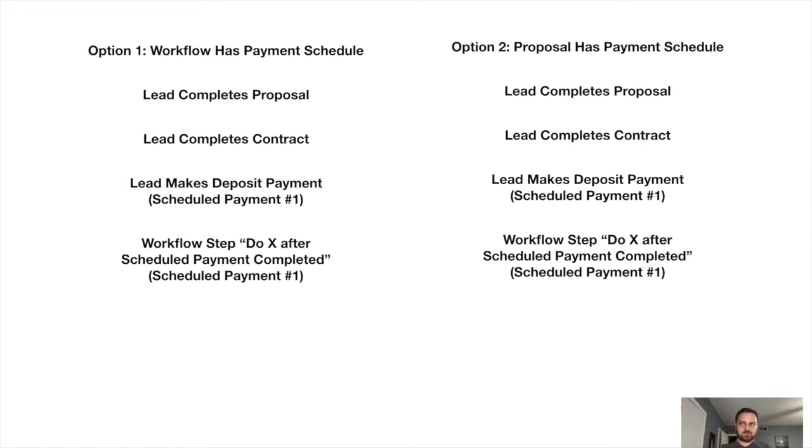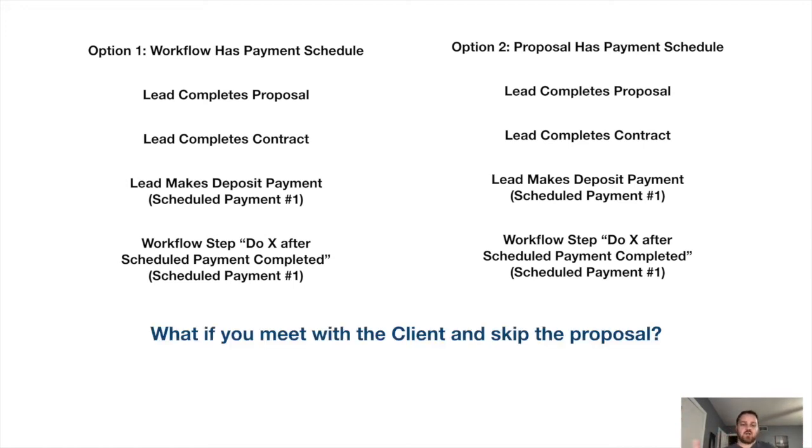Oh, wait. But what if you meet with the client and skip the proposal and go straight to the contract? You just build the invoice custom. If you don't have the payment schedule in the workflow, it's not going to do any of the actions. There's no payment schedule built in, right? Whereas, if you have it only in the proposal, it doesn't exist in the workflow, right? So again, it doesn't know what to do.